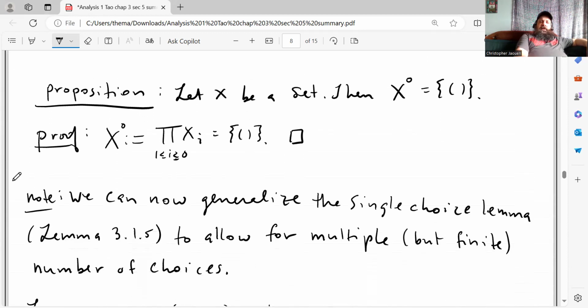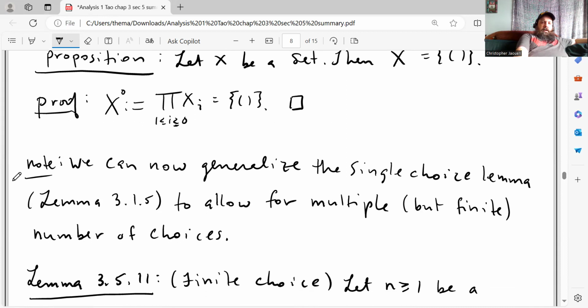All right. He states another fact and asks you to supply the proof. So here, doing that below. Here's the proposition: let x be a set, then x to the 0 power is the singleton set containing the empty tuple. And the proof is just by the definition. By x to 0, we mean that Cartesian product, and we said that Cartesian product is equal to that set. So it follows just from that.